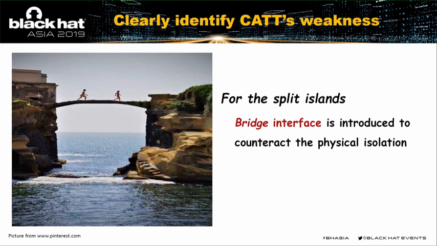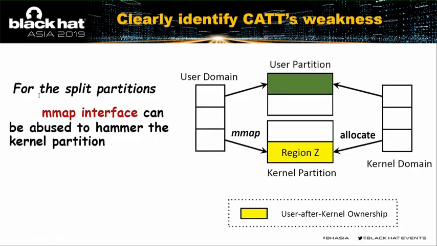Like the previous slide, for the split island, the bridge interface is introduced to counteract the physical isolation. Similarly, for the split partitions, the mmap interface can be abused to hammer the kernel partition. So the kernel will allocate the region Z and map the region Z into the user domain by means of the mmap system call. At this time, the region Z is potentially hammerable, and this gives us the hint.